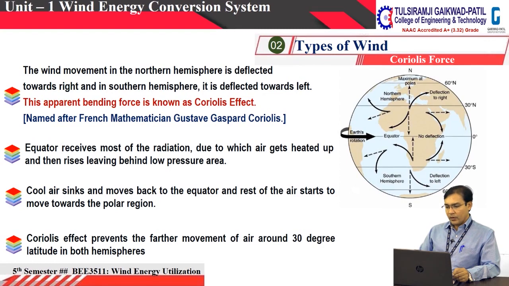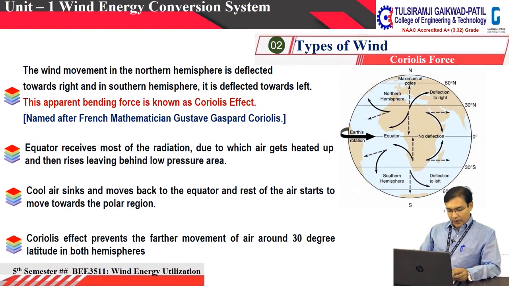When viewed from the ground, the wind movements in the northern hemisphere appear to bend towards the right, and in the southern hemisphere the deflection is towards the left. This apparent bending of the wind movements towards the right and the left respectively is called the Coriolis effect, which is named after the French scientist Gustave Gaspard Coriolis.